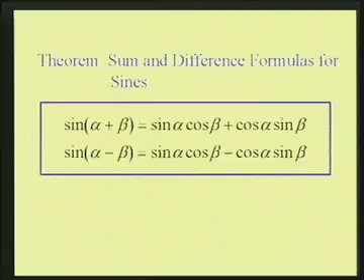We can think of this as follows. For the sum formula, for example, the sine of alpha plus beta: sine of the first times the cosine of the second plus cosine of the first times the sine of the second.